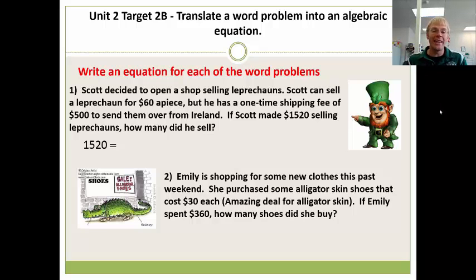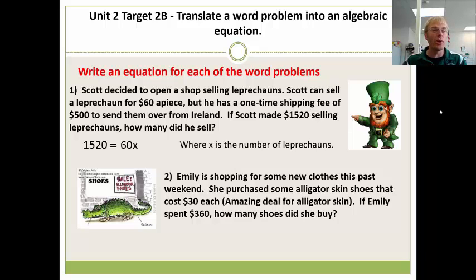Now, how do we get $1,520 of profit? Well, he's got to sell something. He's selling the leprechauns. We don't know how many leprechauns he's selling, so we'll make leprechauns our variable, x. For each leprechaun he sells, he's going to make $60. So how do we represent how much money he's going to make selling x leprechauns at $60 a pop? Well, we multiply them: 60 times x, 60 times the number of leprechauns.